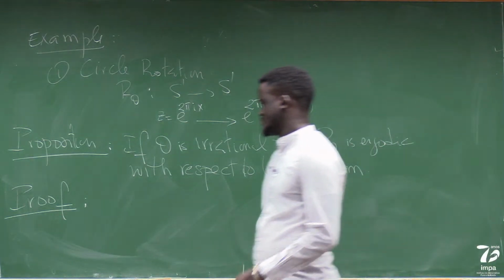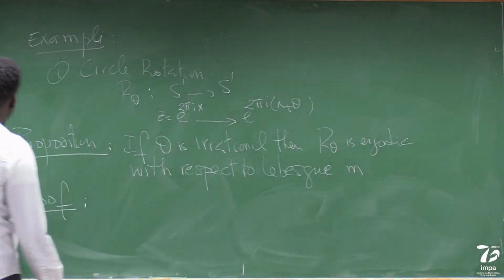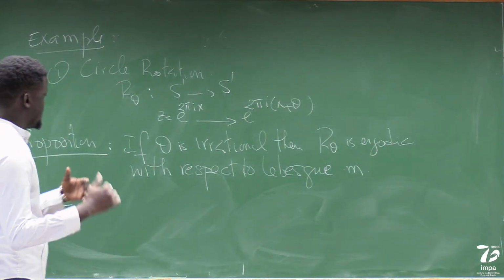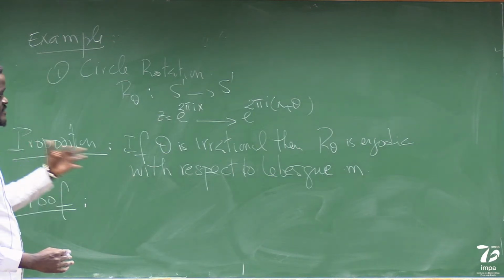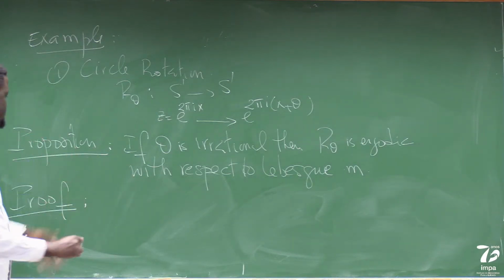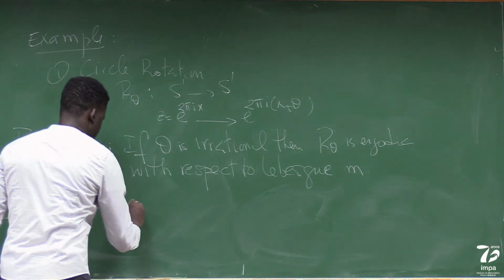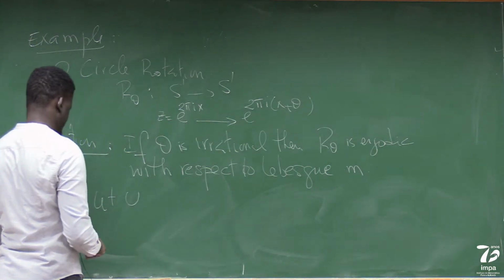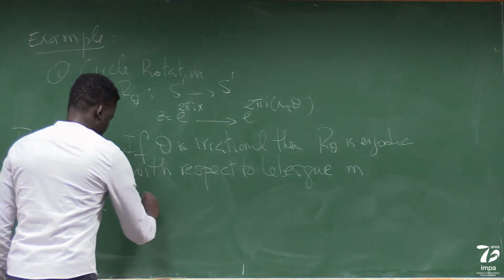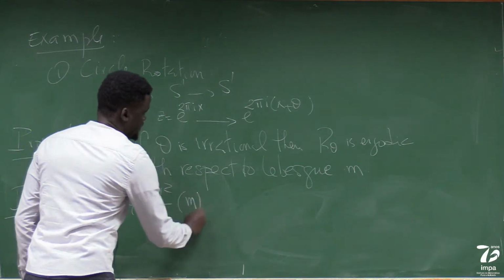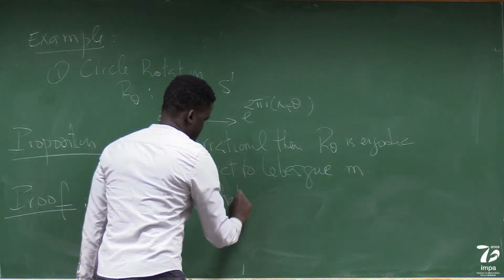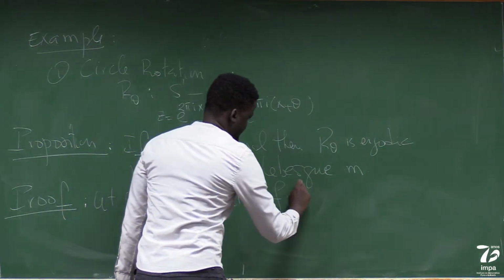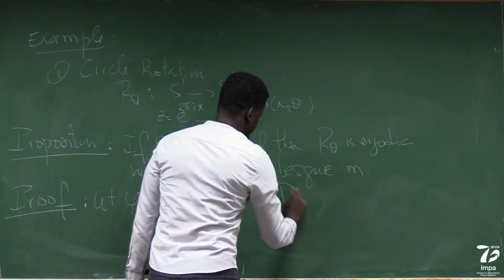So let's see how we solve it. As I said, we can use any definition of ergodicity. Here we will prove that invariant functions are constant. So let's take f in L^2(m), where Lebesgue is denoted by m, that is invariant, that is R_theta invariant.